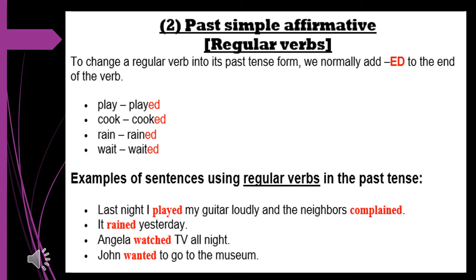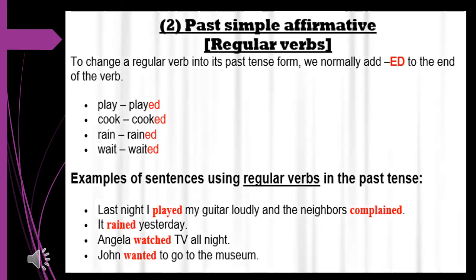There are some examples of sentences. Last night I played my guitar loudly and the neighbors complained. Another one, it rained yesterday. Angela watched TV all night. John wanted to go to the museum. As you can see, we added ed to the end of the verb.